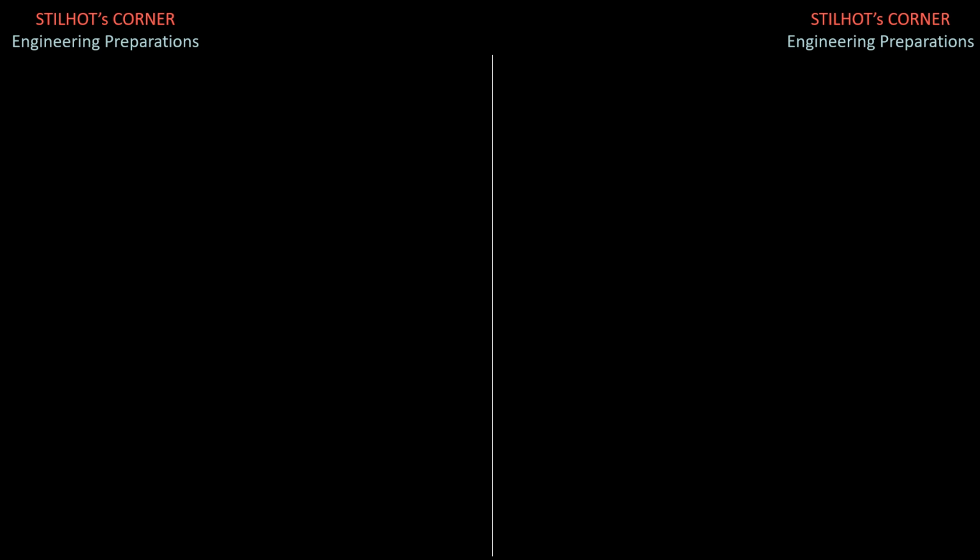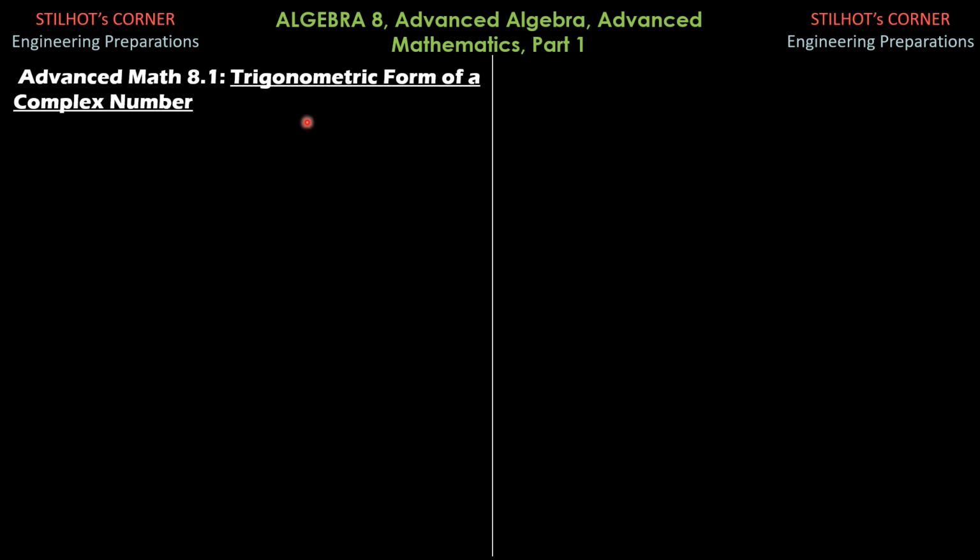Here is another lecture video in Algebra 8, particularly in advanced math about complex numbers, the trigonometric form, polar form, exponential form, so that we can evaluate other operations with complex numbers, and of course, vectors. So first, let's have the trigonometric form of a complex number, and let's have the Argand diagram or a complex plane.